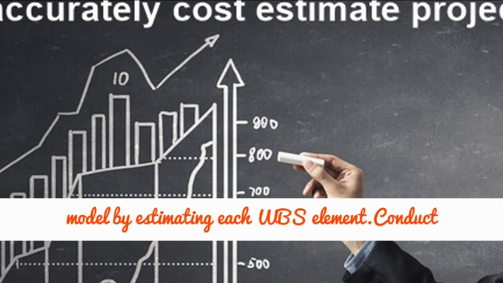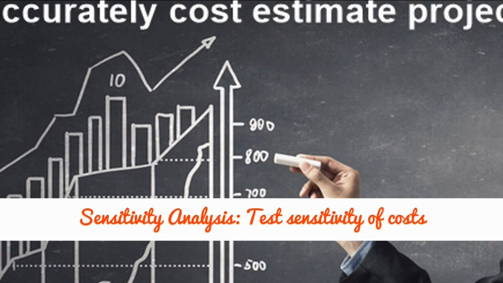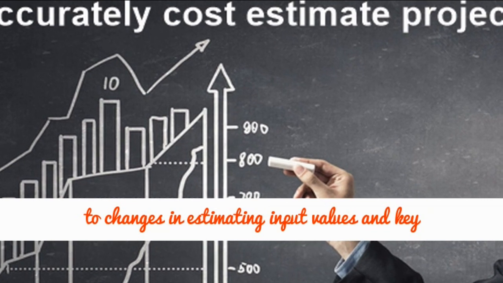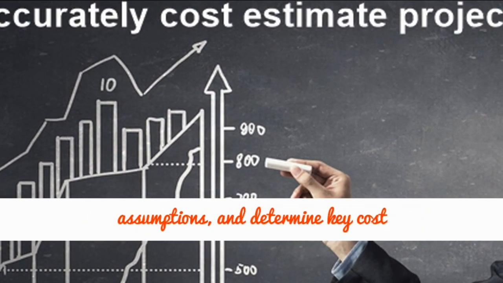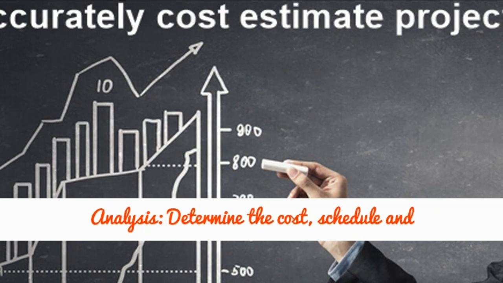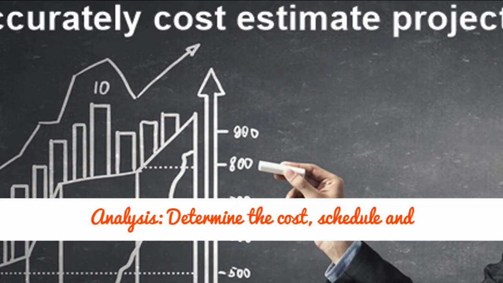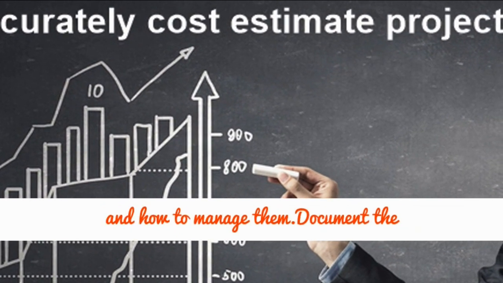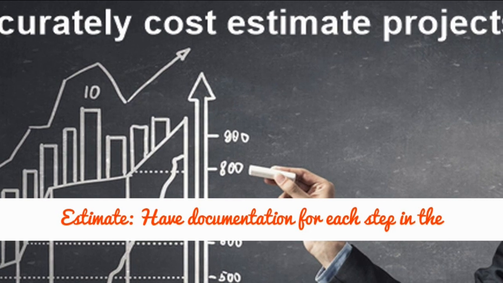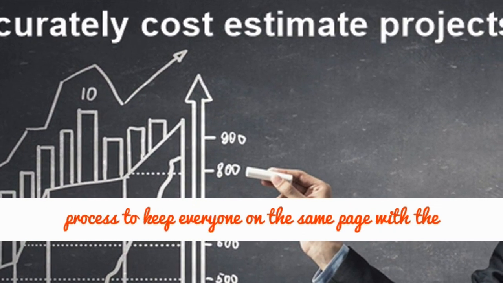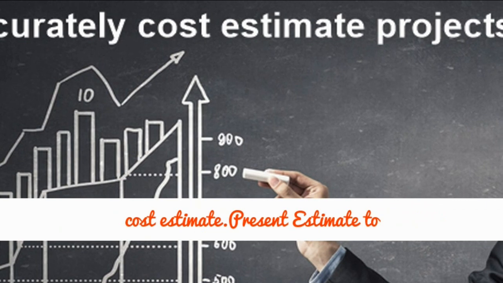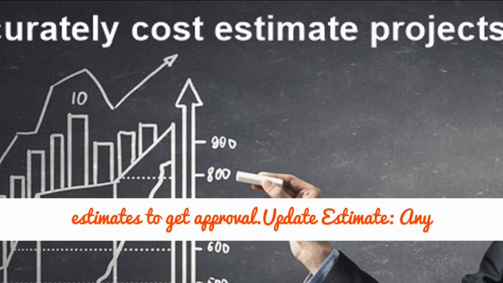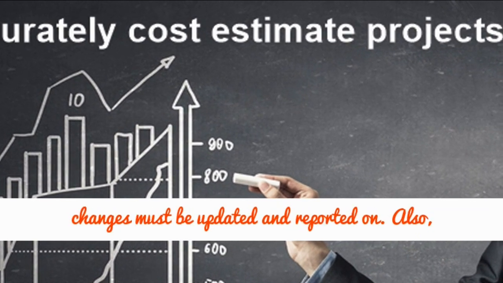Conduct sensitivity analysis. Test sensitivity of costs to changes in estimating input values and key assumptions, and determine key cost drivers. Conduct risk and uncertainty analysis. Determine the cost, schedule and technical risks inherent with each item on the WBS and how to manage them. Document the estimate. Have documentation for each step in the process to keep everyone on the same page with the cost estimate. Present estimate to management. Brief decision makers on cost estimates to get approval. Update estimate. Any changes must be updated and reported on. Also, perform a post-mortem, where you can document lessons learned.